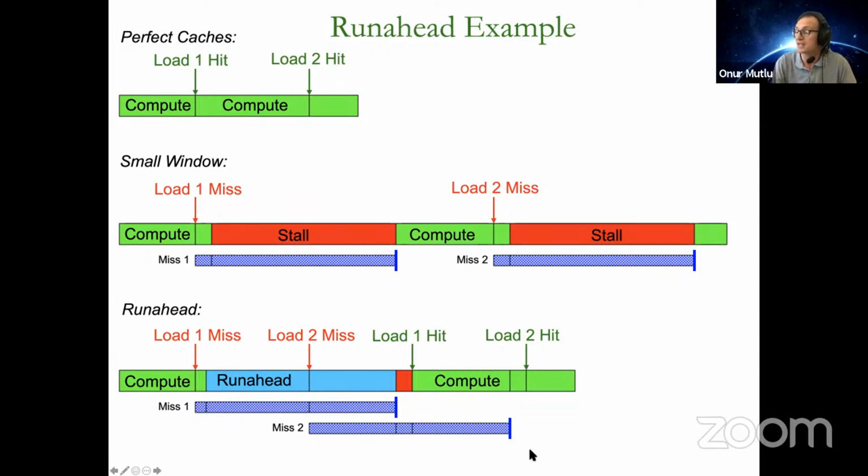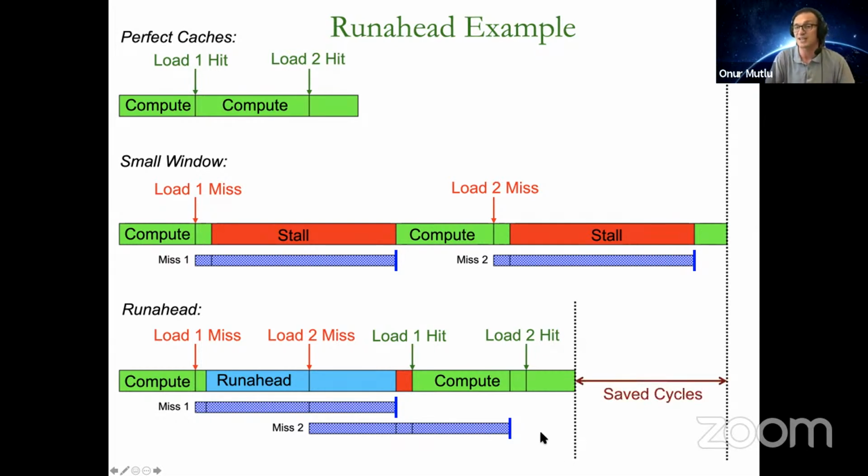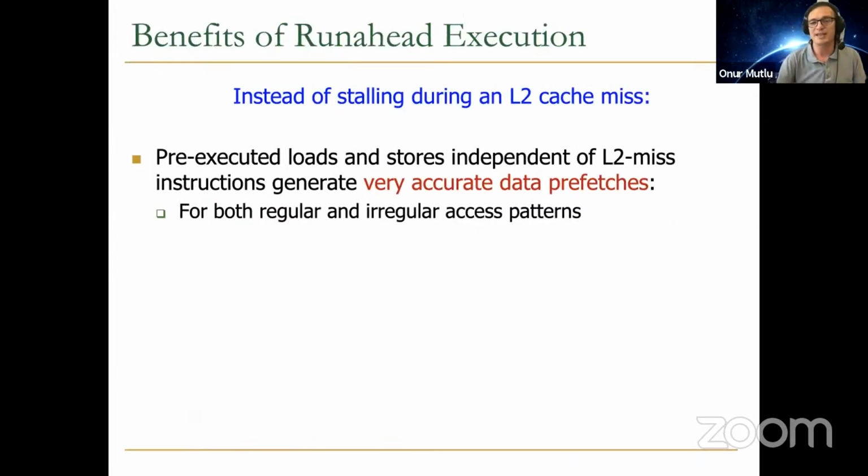You just speculatively pre-executed the program that is already executing anyway. But instead of stalling, you pre-execute to generate cache misses. And that's the idea. You save a lot of cycles, basically. So let me reiterate. Instead of stalling during a long latency cache miss, it doesn't have to be just L2, right? It could be any cache miss, actually.